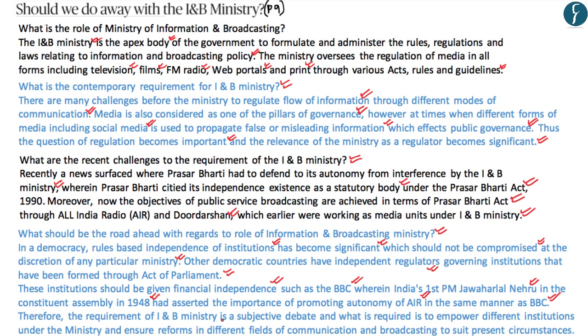And therefore, the requirement of the Information and Broadcasting Ministry is a subjective debate. And according to the authors, what is required is to empower different institutions under the ministry and ensure reforms in different fields of communication and broadcasting to suit the present circumstances.